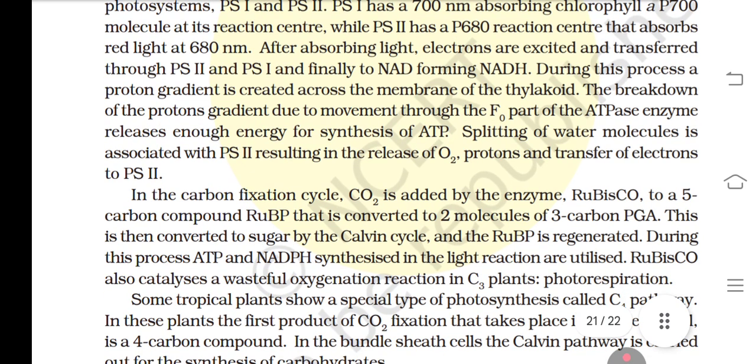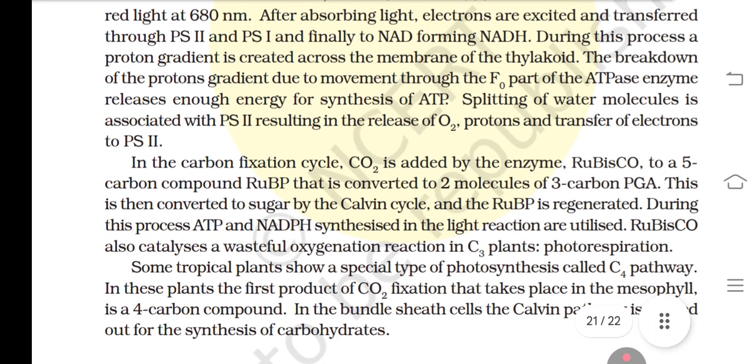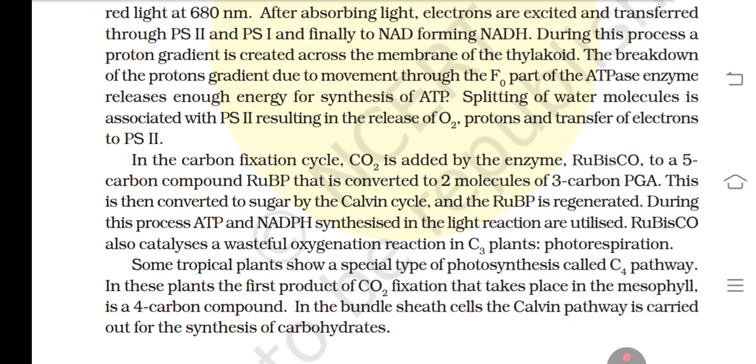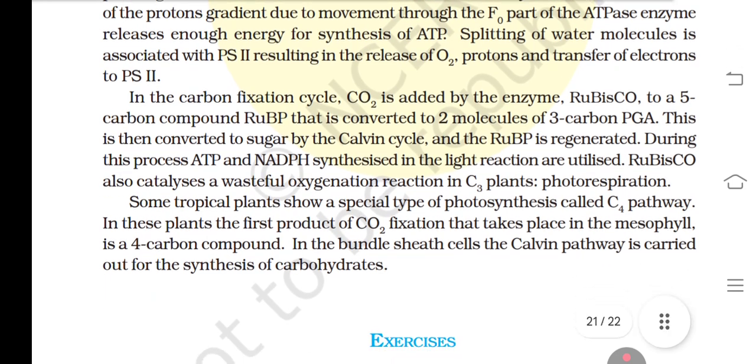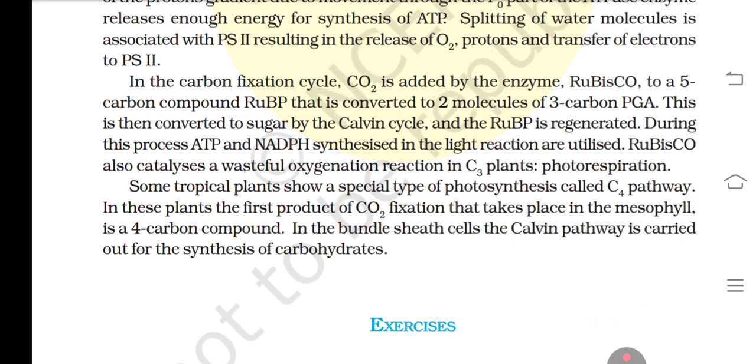After absorbing light, electrons are excited and transferred through PS1 and finally to NADP, forming NADPH. During the process, a proton gradient is created across the membrane of the thylakoid. The breakdown of the proton gradient due to movement through the F0 part of the ATP synthase enzyme releases enough energy for synthesis of ATP. Splitting of water molecules is associated with PS2, resulting in the release of oxygen, protons and transfer of electrons to PS2.